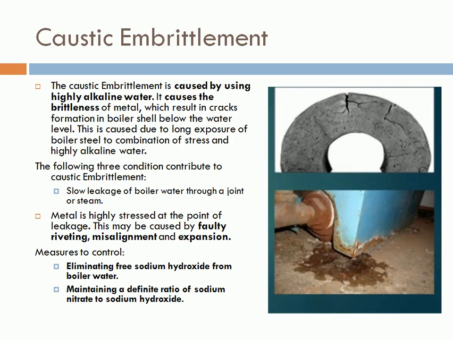So the final one is caustic embrittlement. You can see the figure. What does it mean? The caustic embrittlement is caused by using highly alkaline water. Which type? Highly alkaline water. It causes brittleness of the metal, which results in crack formation in the boiler shell below the water level. This is caused by long exposure of the boiler steel to a combination of stress and highly alkaline water.